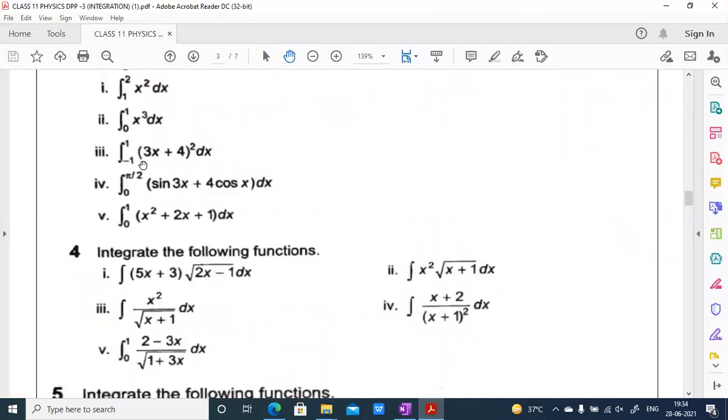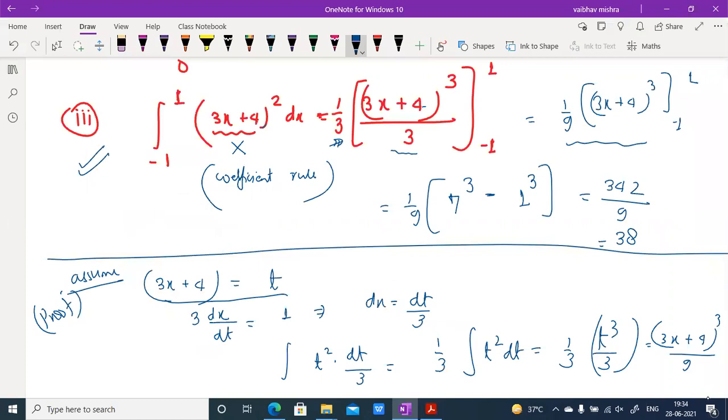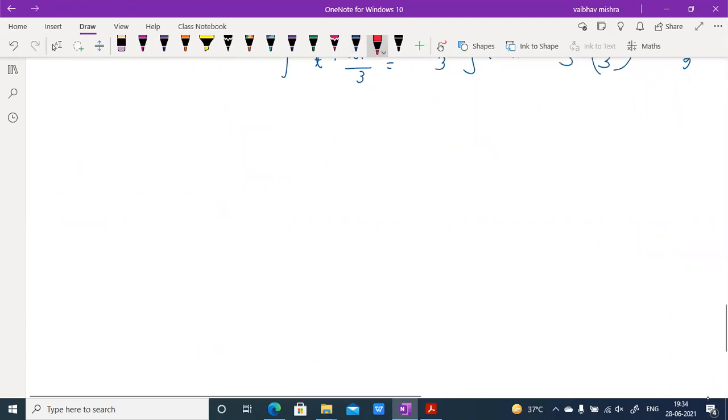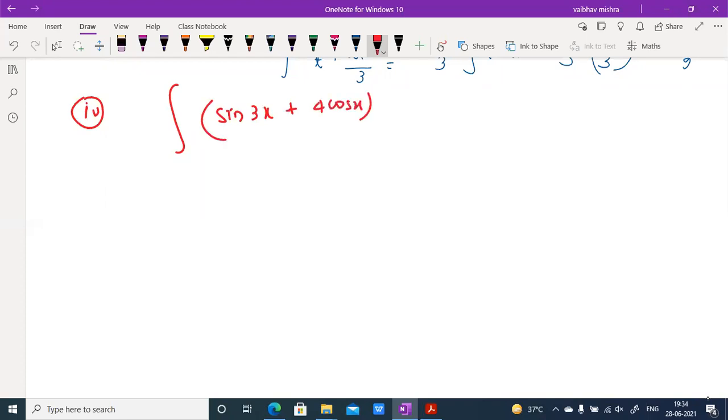Question number 4. Will we use the coefficient rule or not? Sin x we have a formula, sin 3x we don't have a formula. So for sin 3x we need to do the integration with the help of the coefficient rule. Question number 5. It is the integral of sin 3x plus 4 cos x from 0 to pi by 2. So the answer is minus 1 upon 3 into cos 3x plus 4 sin x.